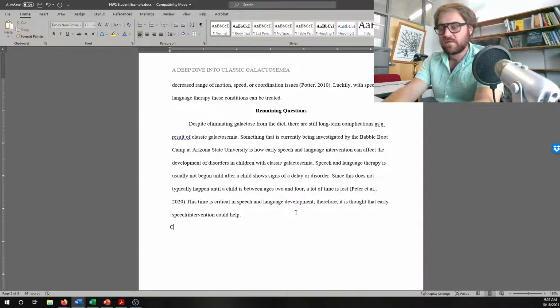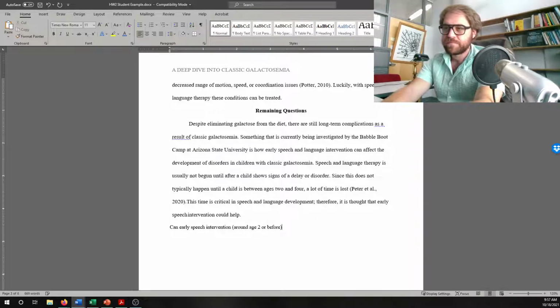Okay, that's weird, I don't know why that went down there. But can early speech intervention, and then we'll say around age 2 or before, can early speech intervention lead to more positive speech development outcomes later in life?